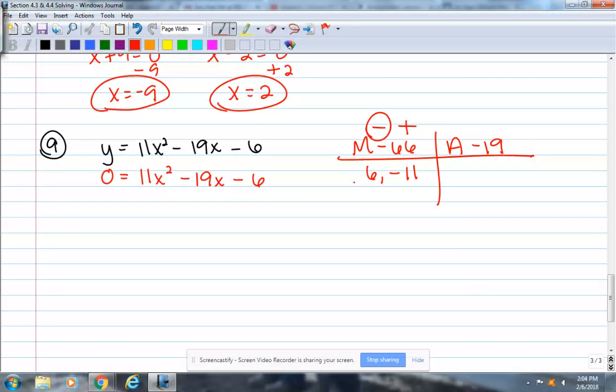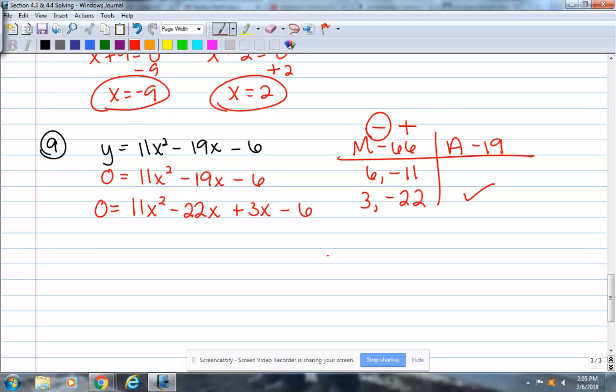Negative 22 and positive 3. Does that add to get negative 19? She's a factoring fool back there. Yes, ma'am. All right. Now, Miss Isbell don't like to have minuses in the middle when I can handle it, so I'm going to swap these orders. 0 equals 11x squared minus 22x, but the x is in the middle. Okay. Plus 3x minus 6.